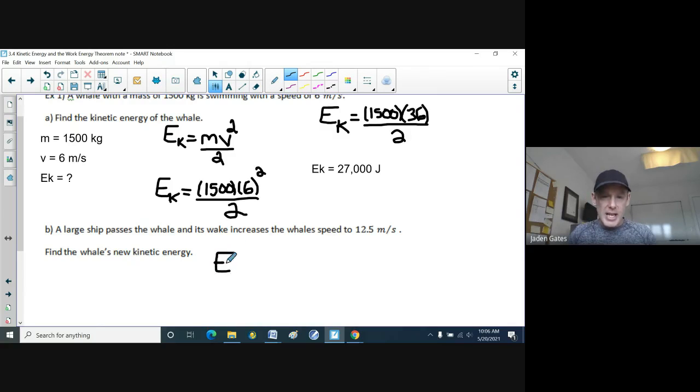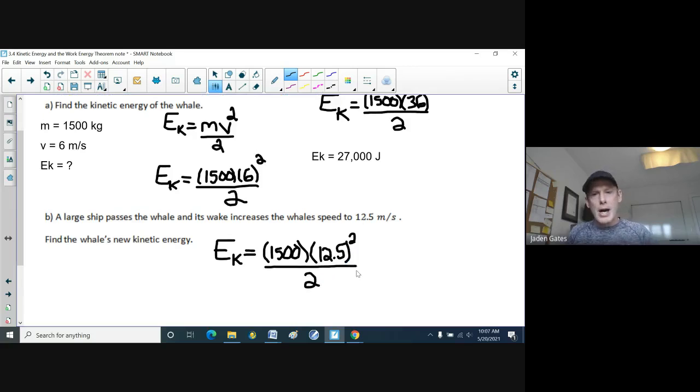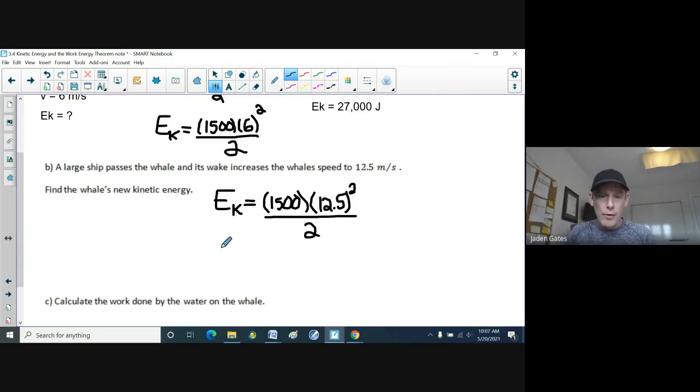All right, so again, my EK is equal to, again, mv squared divided by 2. So the mass of the whale doesn't change. All right, so it doesn't change, but the speed does. Now we got a 12.5 in here, squared, and divide by 2. And as I said before, I have to do the exponent first. Math rules, right? BEDMAS. And so 12.5 squared, that's going to be a weird decimal number for sure, I think.